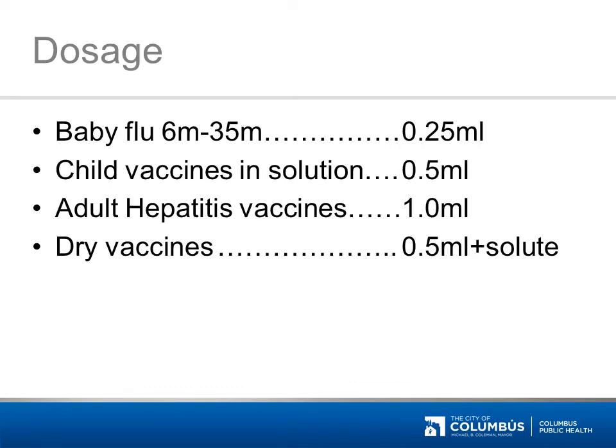The dosage is important too. Most vaccines are given with a 0.5 milliliter dose. The exceptions are flu vaccine for babies 6 to 35 months old, which is a half-size dose at 0.25 milliliters, and adult hepatitis vaccines, which are given in a 1 milliliter dose. Some reconstituted vaccines are slightly more than 0.5 milliliters because the dry solid adds to the 1/2 milliliter of fluid. The whole amount of fluid in the reconstituted vial should be given even if it is more than 0.5 milliliters.